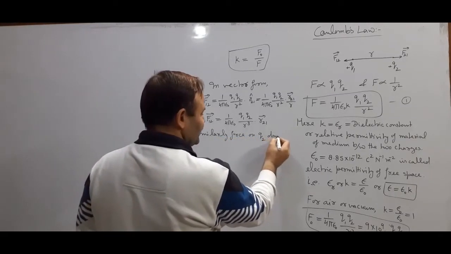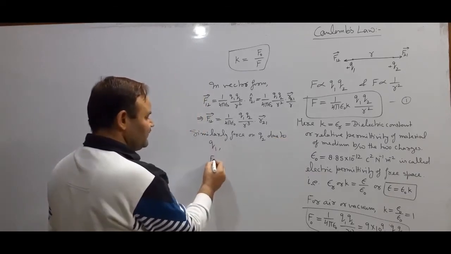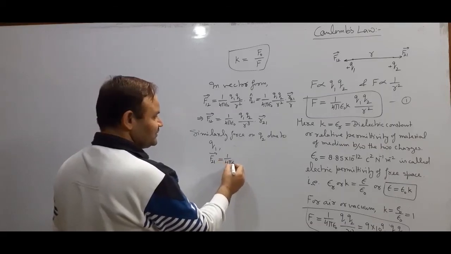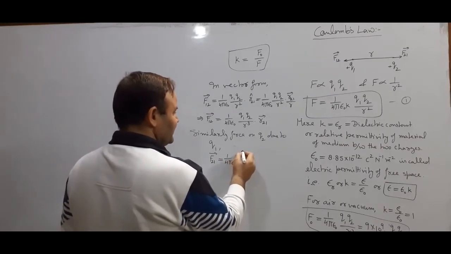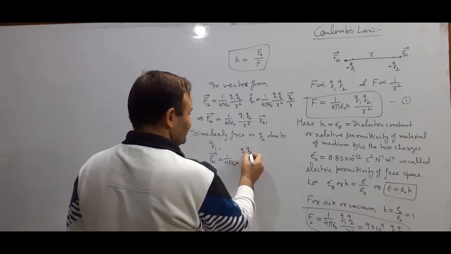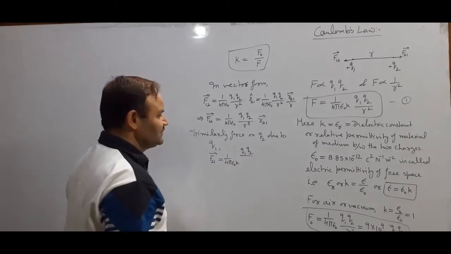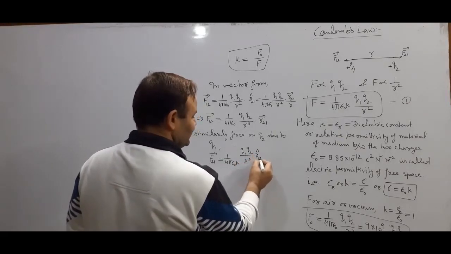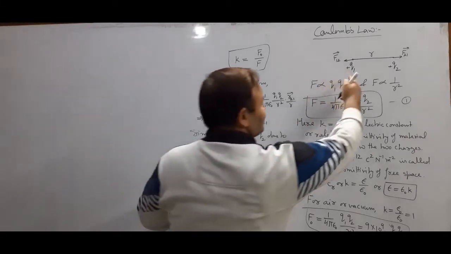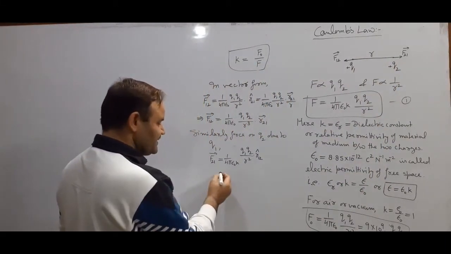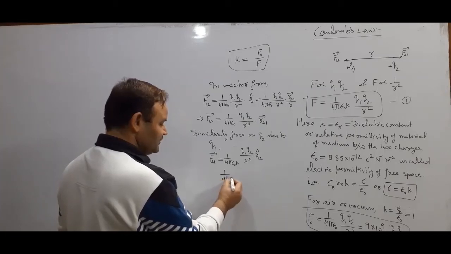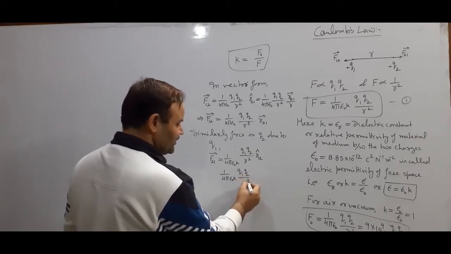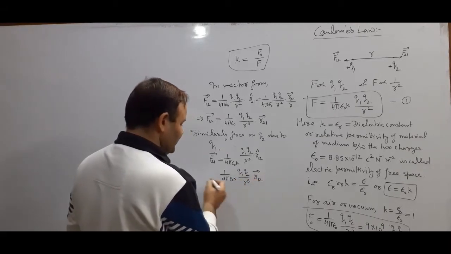Similarly, force on Q2 due to Q1, F21, is equal to 1 over 4 pi epsilon naught K Q1 Q2 upon R square into unit vector R12, because this force will be directed from Q1 to Q2. It can be written as 1 over 4 pi epsilon naught K Q1 Q2 upon R cube into vector R12.